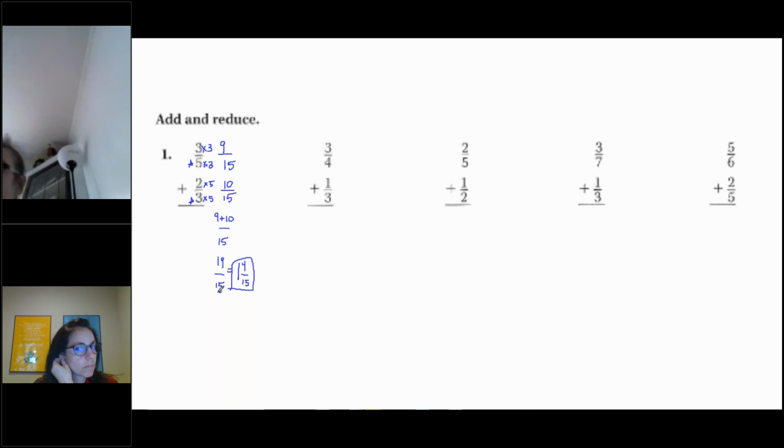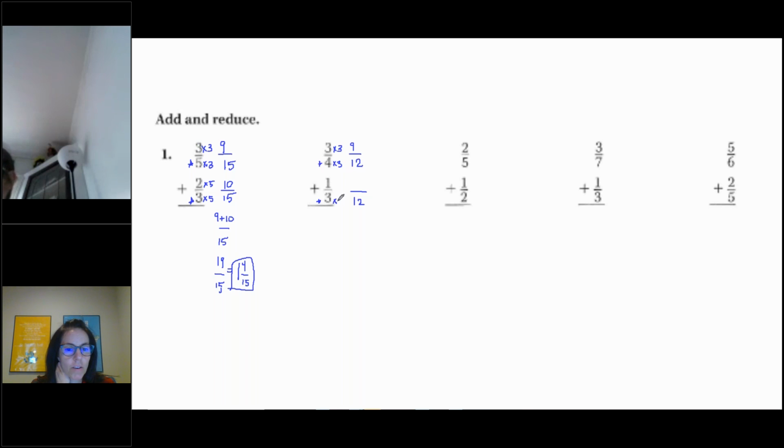Next one. I'm going to put a little star by the denominators, multiply those 2 numbers together. What do you get? 12. 9/12 and 4/12. You're flying. 13/12. It'll be 1 and 1.